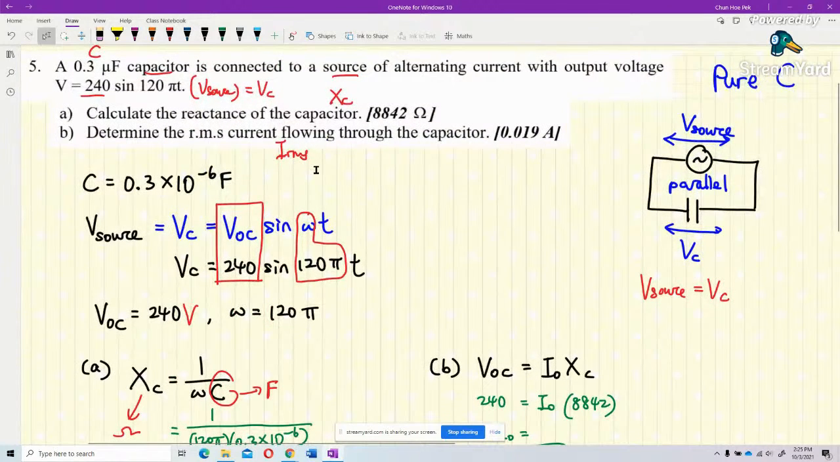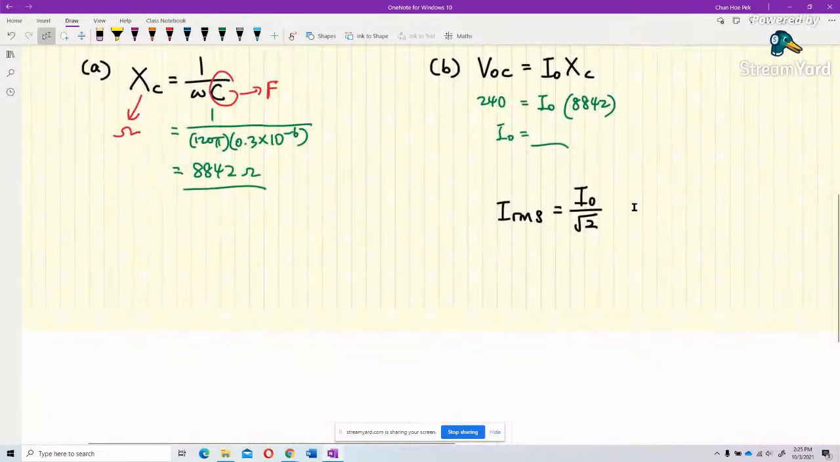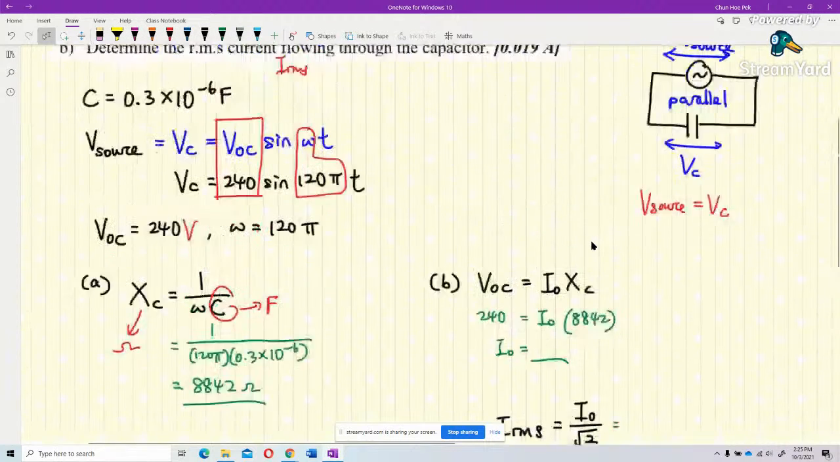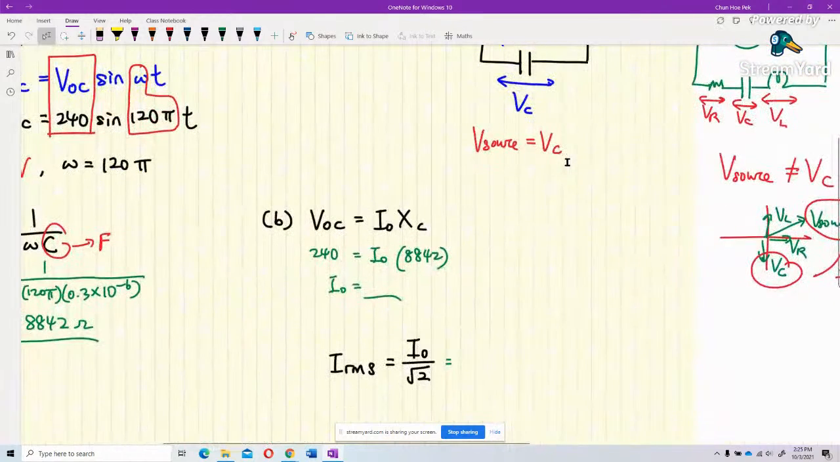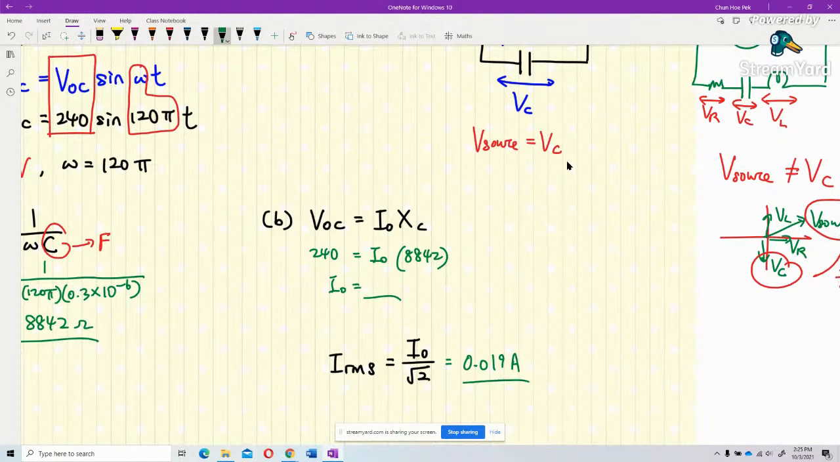Then you can get I RMS, isn't it? I RMS is I naught over root 2. That's the answer for I RMS. Okay, I calculated and I got 0.019 ampere. That's it. Very easy. Understand? Okay, let's move on to the next question.